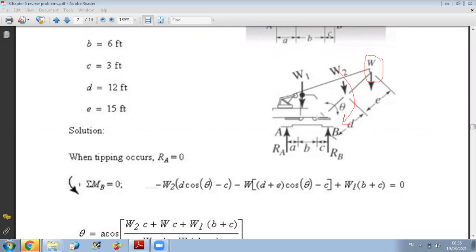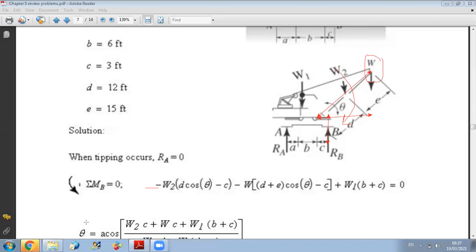Now here, this distance is counted from this point and is d plus e cosine theta, and then since you want to find the distance from B, you should subtract C, so it's minus W times d plus e cosine theta minus C. Okay, so this should be equal to 0. In this way you can find the critical angle theta which will cause a tipping over.